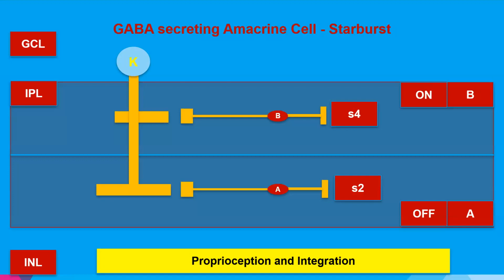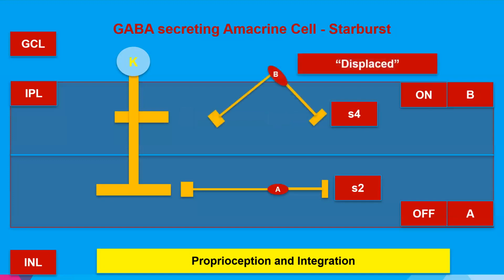Now, here's the interesting part about this amacrine cell, which again is a GABA secreting amacrine cell. This is called a starburst because it looks like a starburst when you put it on a plate and you stain for it. Here's what it actually looks like. It doesn't actually look like this. Here's where this guy's nucleus is, and we call him displaced. And here's where this guy's nucleus is, and we don't call him displaced.